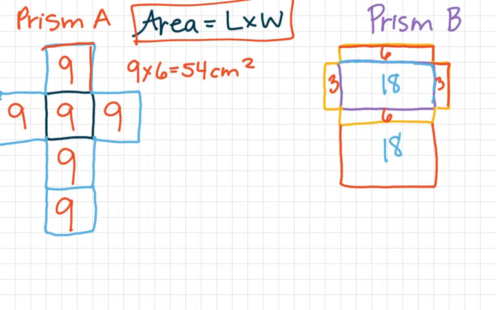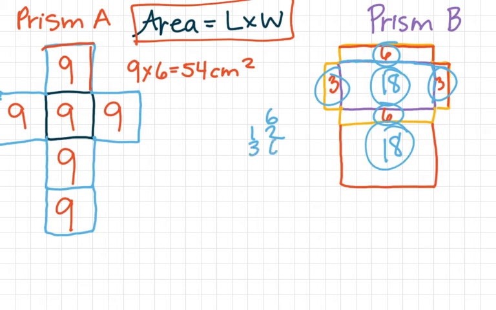So all I have to do is figure out area. We've done area before. Now we're just adding another piece to it or another layer to it. So what I would do is add all of these numbers up. So 3 plus 3 is 6. 6 and 6 is 12. 18 and 18 is 36. So add those all together.